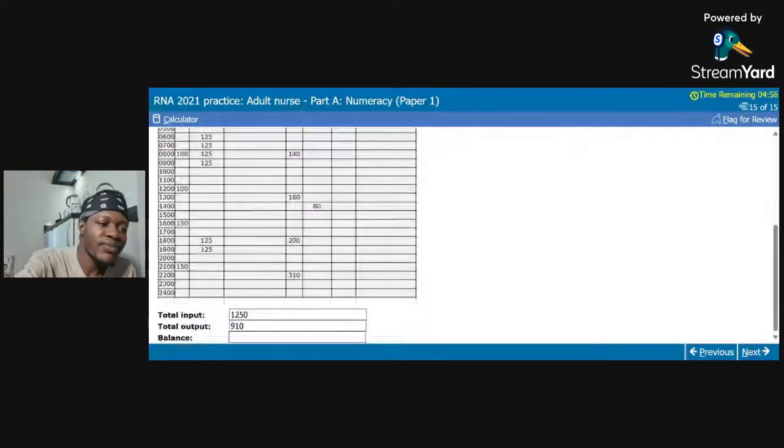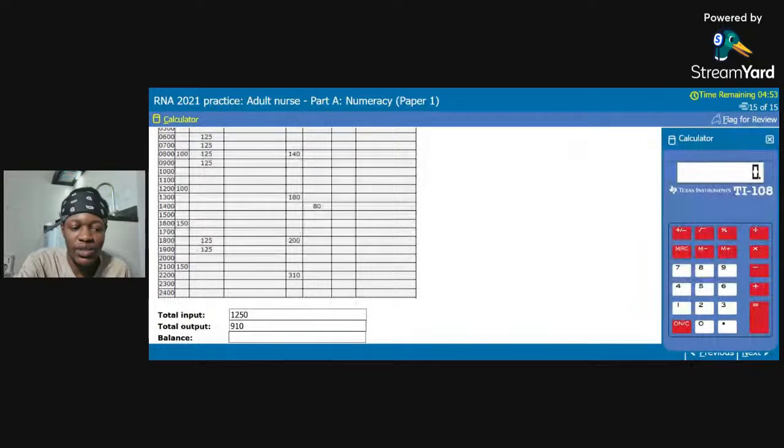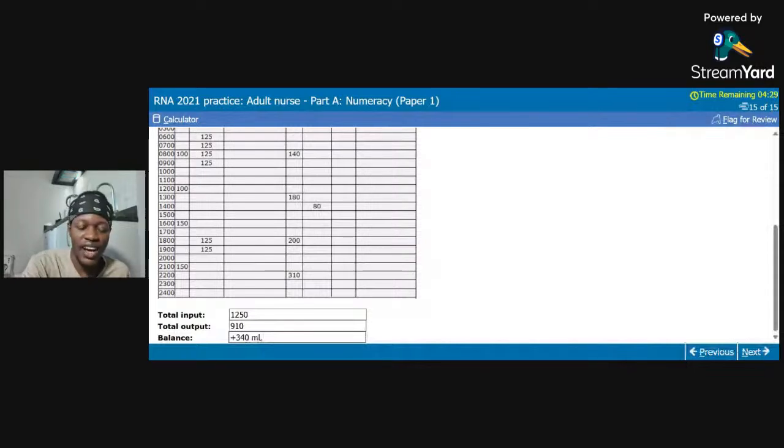Anyway, now that we've gotten our total input and total output, remove output from total input. That's 1250 minus 910, which is 340. So the person obviously gained fluid. So we're just going to put plus 340 ml. And I think that's it. I just hope they don't penalize for this because I'm not sure if it's supposed to be with or without. I'll just put it anyway.